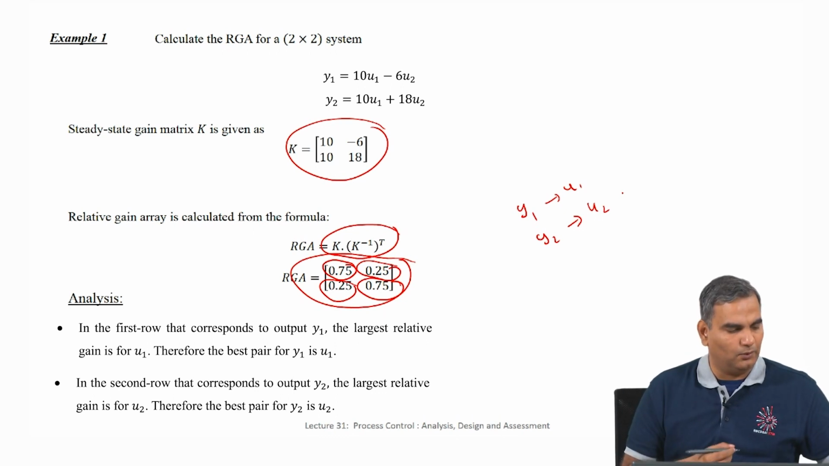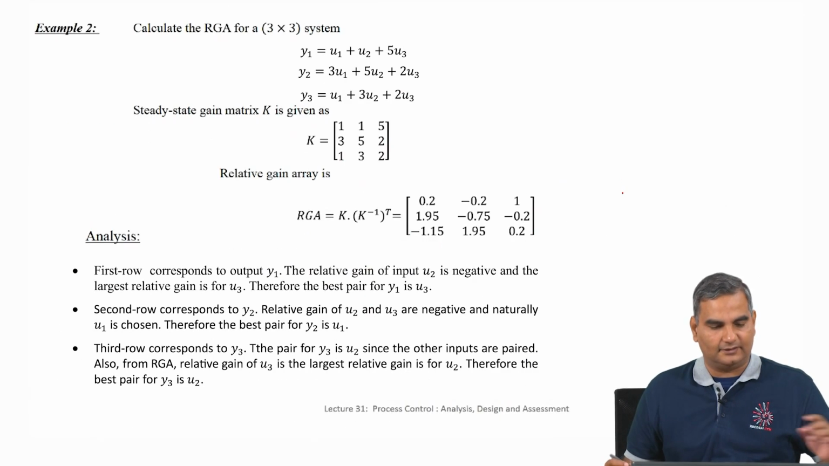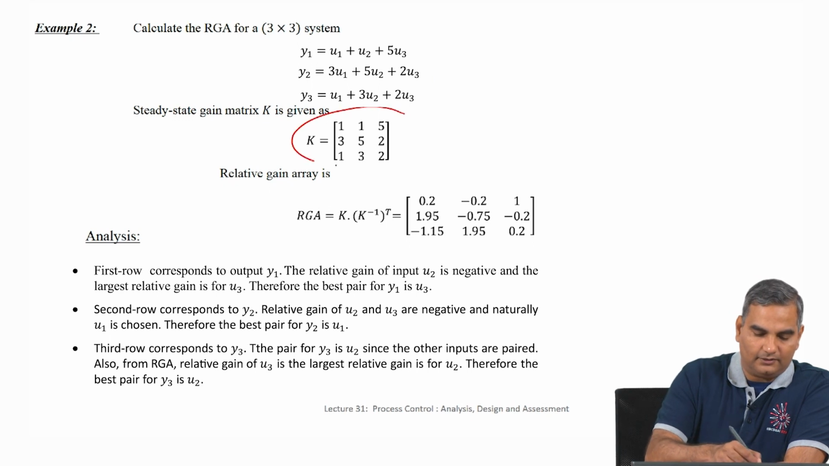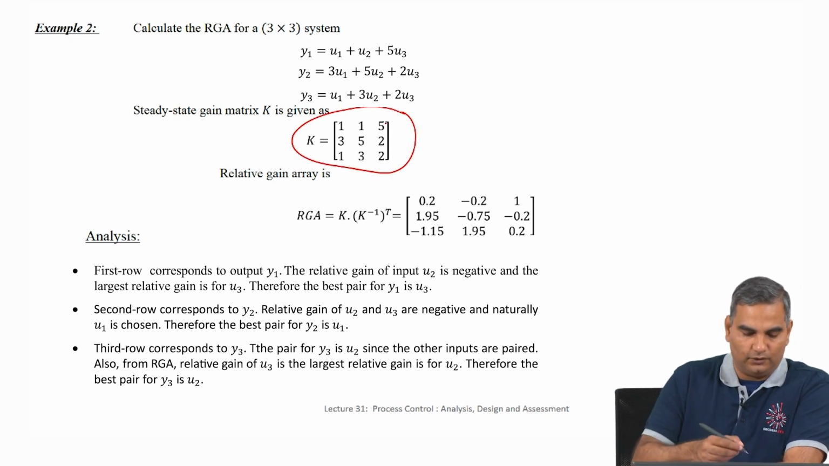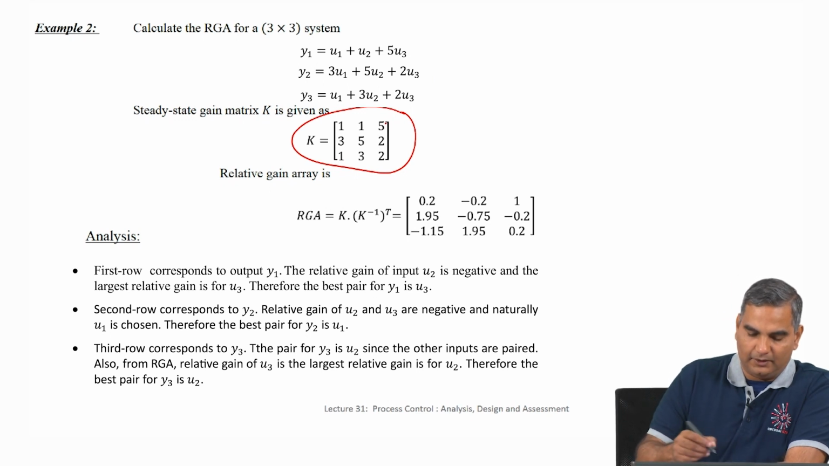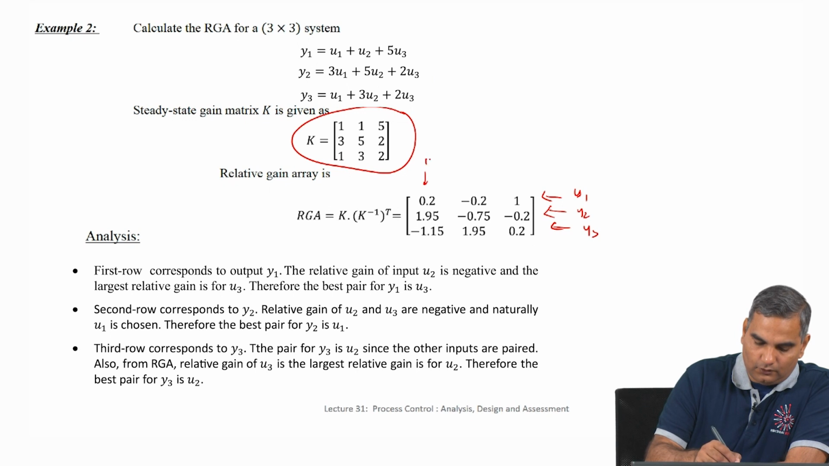Now, let us take one more example, which is a 3 by 3 system to let you understand this better. So, 3 by 3 again I have a gain matrix, which is this. Now, you do the same relative gain computation here, then you get this matrix here. So, this row is for y1, this is for y2 and this is for y3 and this is for u1, this is for u2, u3.